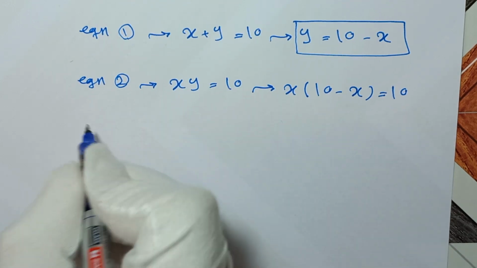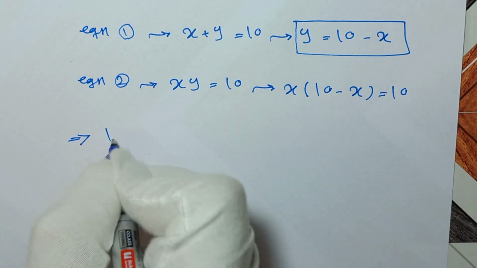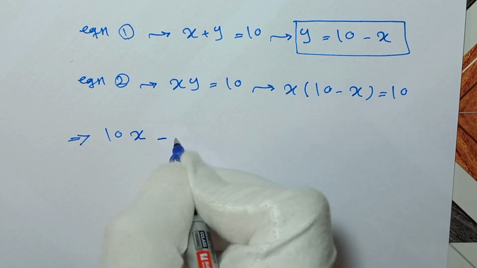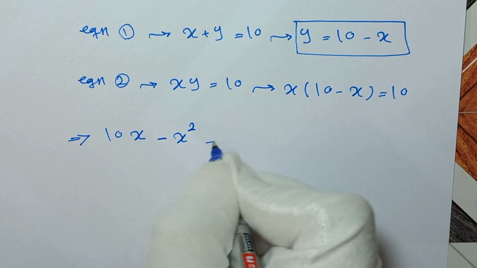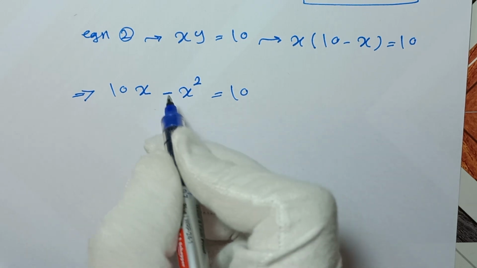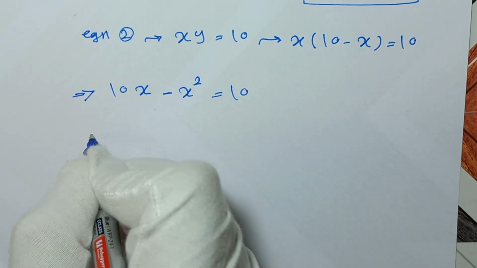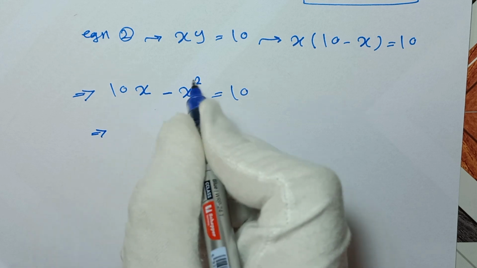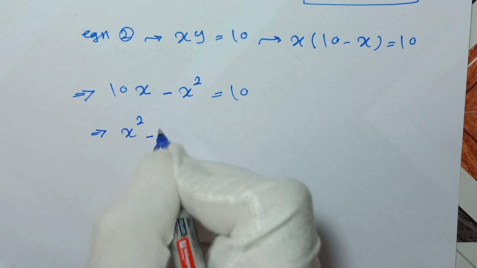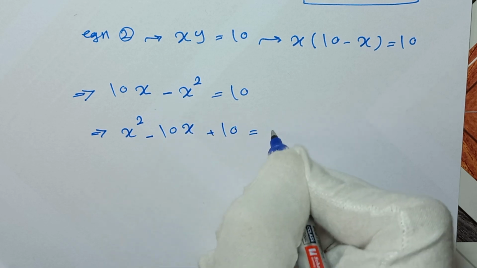So, in here it will be x times 10, it will be 10x, and minus x times x, it will be x squared, is equal to 10. And in the next step, we take these two parts to this side, and it will be negative x squared to this side will be positive x squared, 10x to this side will be negative 10x, and plus this 10 is equal to 0.